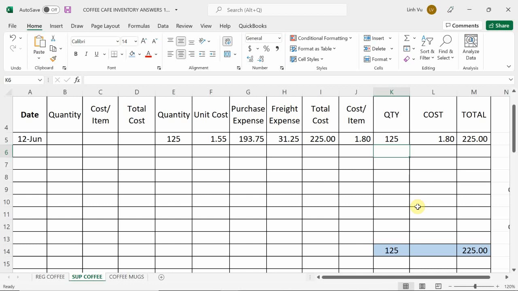But if you are worried about rounding errors and rounding issues, then I do recommend, if you like, to be consistent with the other method, just go ahead and change the quantity and change the total cost, but the cost per item will remain the same. Okay?